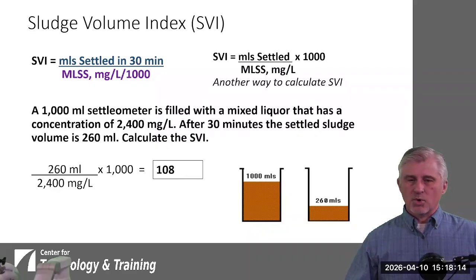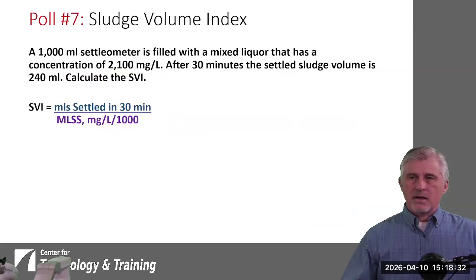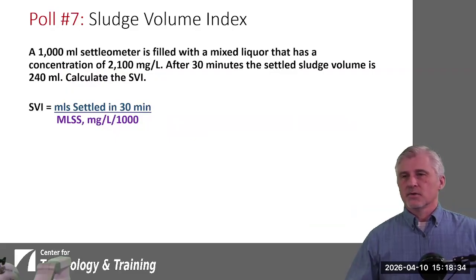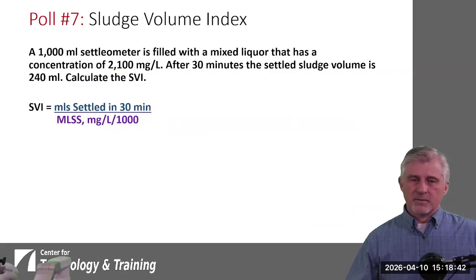So our last poll question is a sludge volume index calculation. So you may want to jot these down if you haven't, and then we will move on here to the poll. A 1,000 milliliter settleometer is filled with a mixed liquor that has a concentration of 2,100 milligrams per liter. After 30 minutes, the settled sludge volume is 240 milliliters. Calculate the SVI.